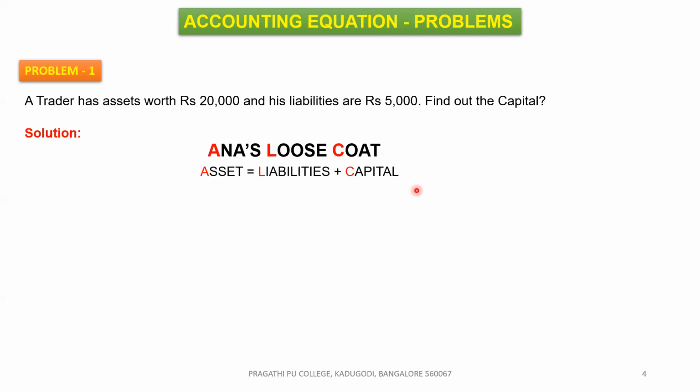You should never forget it. So asset is equal to liabilities plus capital. And what will come next? Capital is equal to assets minus liability. Excellent. That means you have to find out the capital.